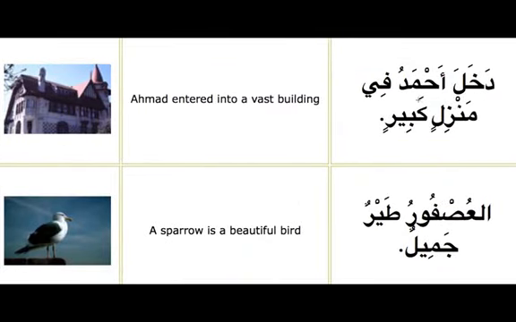Dakhala Ahmadu. So we use a verbal sentence now. We were using nominal sentence, jumlatul ismiya. Now we'll use jumlatul fi'liya. Dakhala Ahmadu. Ahmad entered. Where did he enter? In building. But you're describing the building here. Kabir, in big building. So we say Ahmad entered in big building. دخل أحمد في منزل كبير. العصفور. عصفور means sparrow. So we're telling العصفور طير جميل. Sparrow is a beautiful bird.